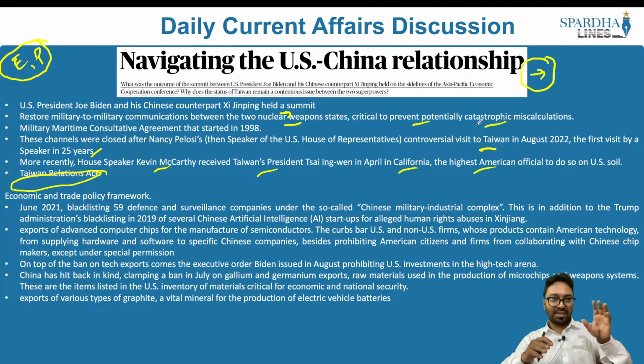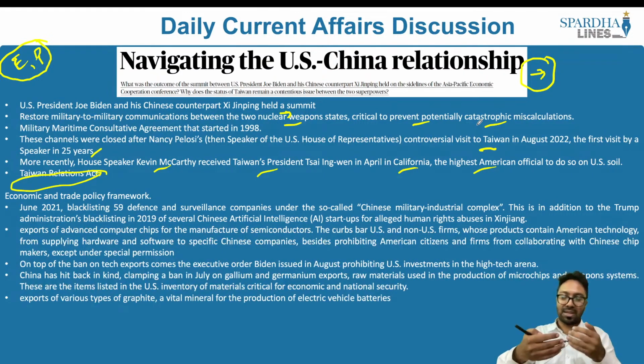So if one country says something, the other country will obviously come up with something else, and ultimately this could have sabotaged the entire relationship. And as a result, to prevent it, what they have taken up is this discussion in the form of a meeting.